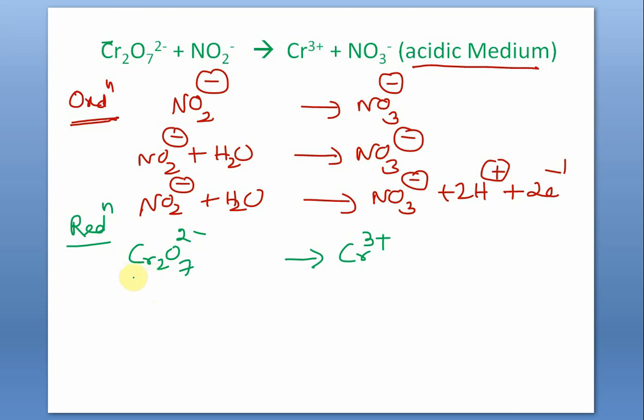There are 2 chromium atoms here, 1 chromium atom here. The first step demands we have to multiply by 2 so that we equalize the atoms other than O and H. Second step. How many oxygen atoms are excess? 7 oxygen atoms are excess. There is no oxygen in RHS. So add 7 water molecules in the RHS.